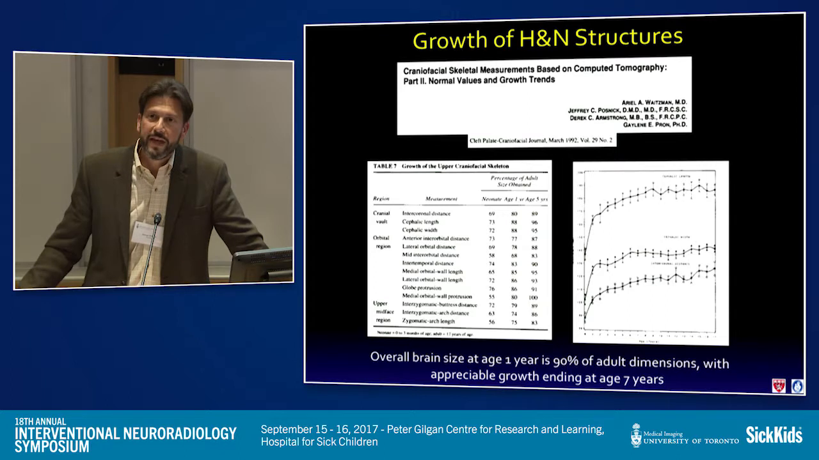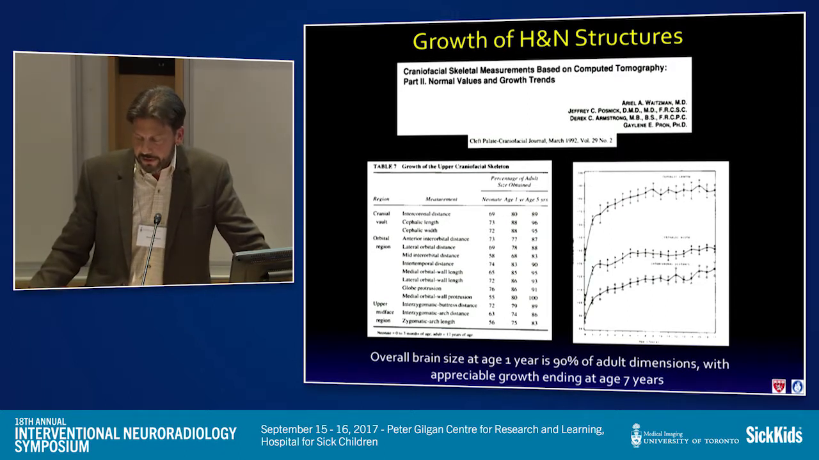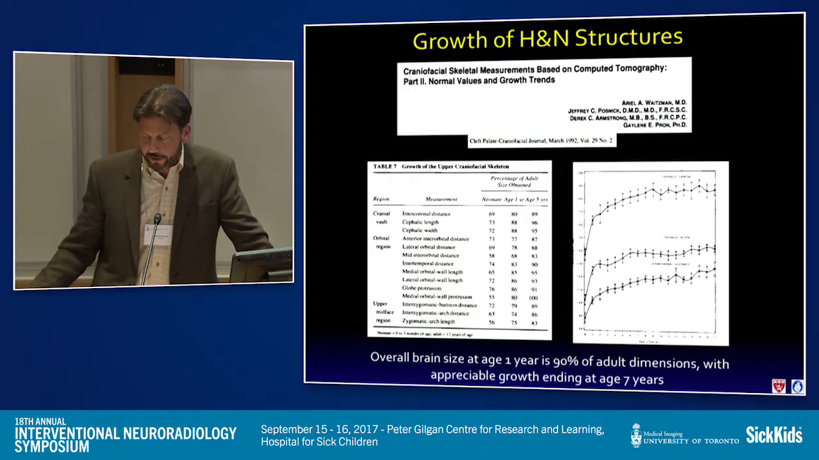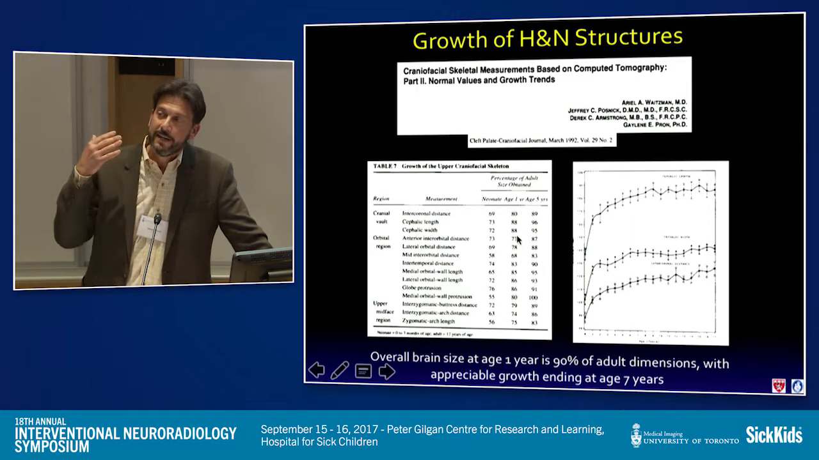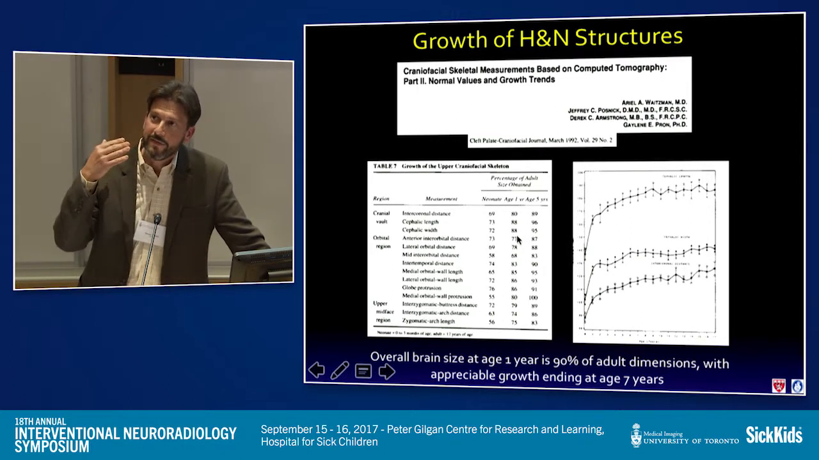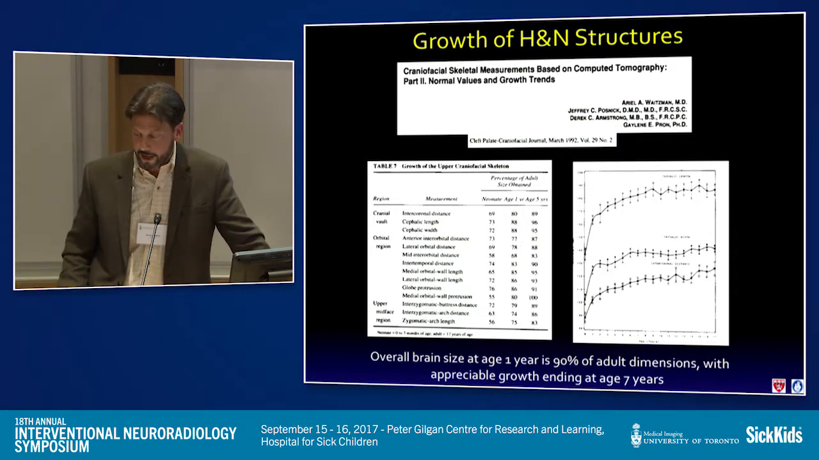So the growth of the head and neck structures in children is way out of proportion to the rest of the body. This is a classic paper from the plastic surgery literature from 1992, looking at CT measures of various elements of cranial anatomy. And you can see that already at a very young age, by age 1, most of the structures are at 80 to 90% of the adult size. That is certainly true for the upper face and the mid face. It's a little less true of the jaw and the lower face, but for the most part, you see that very, very early in life, you reach adult or close to adult size of structures.